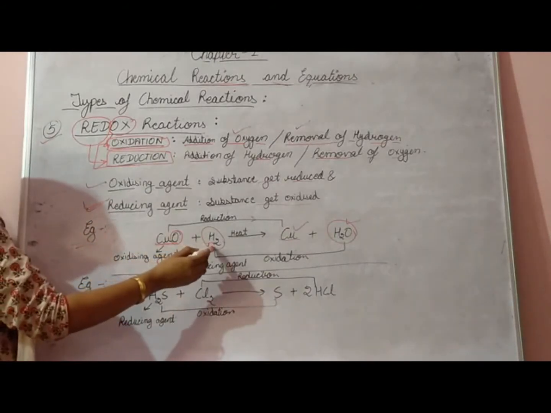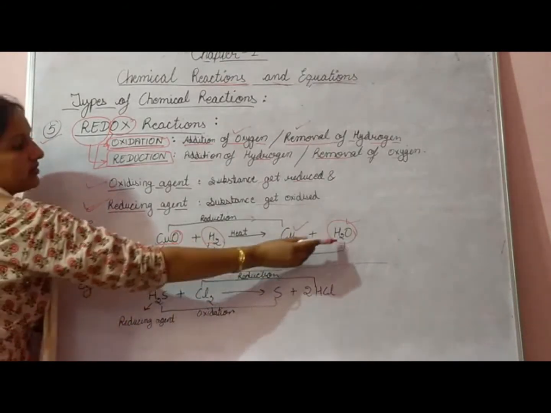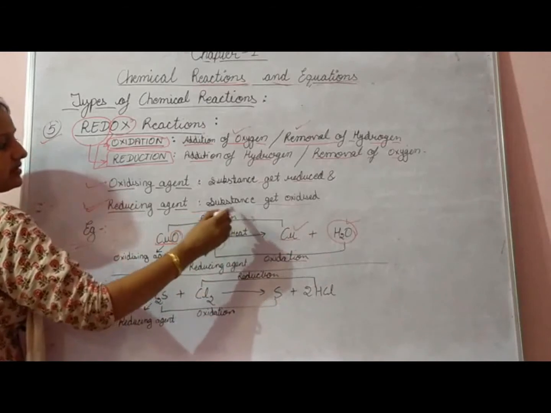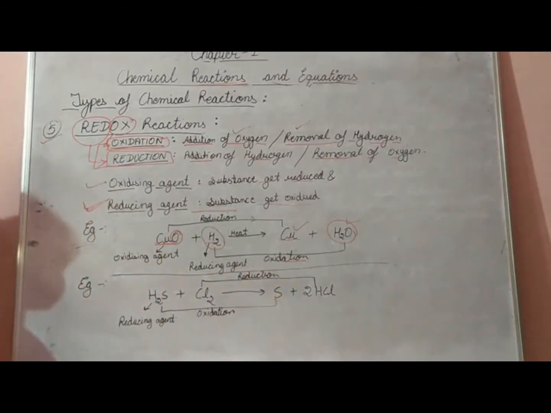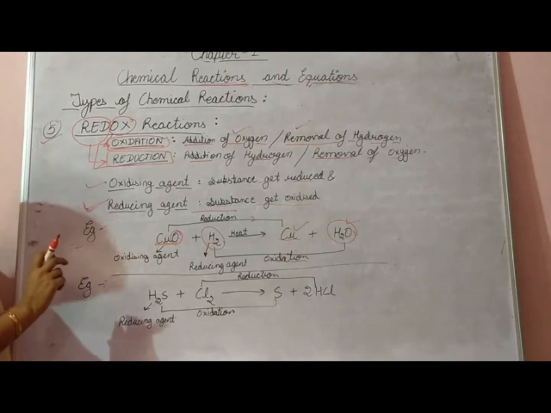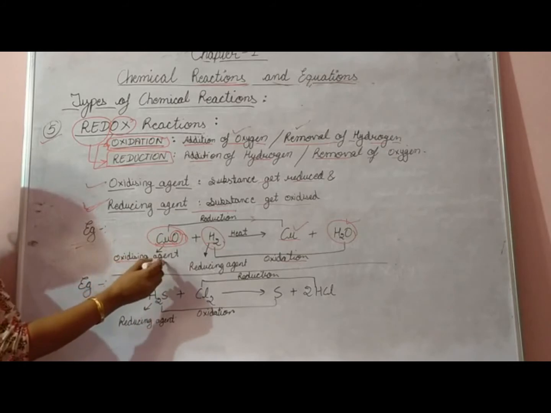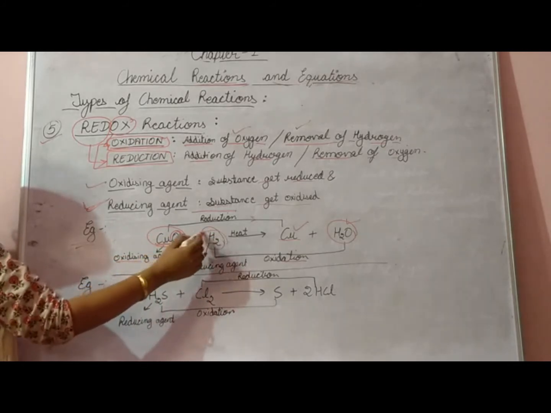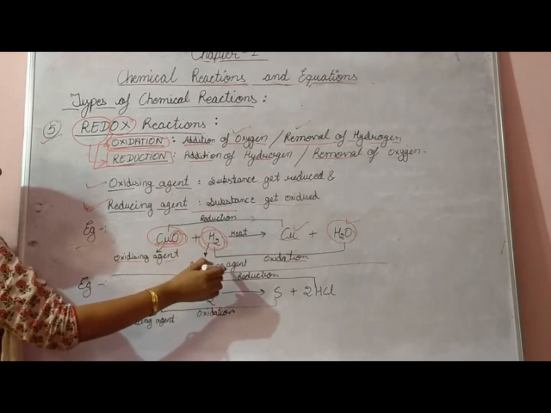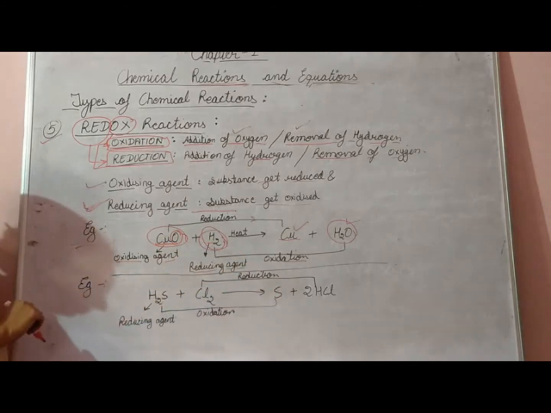So the addition of oxygen is your oxidation. So here oxidation will take place and here reduction will take place. Now the substance which gets reduced itself will act as the oxidizing agent. This is getting reduced, hence it will be your oxidizing agent. It is getting oxidized and it will be your reducing agent.